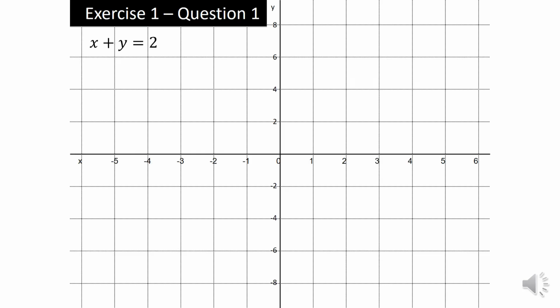Okay, so this first one, we've got x plus y equals 2. So what we're going to do is pick 2 points on the line and join them up. Or if you're feeling confident with doing it the other way and using the gradient and intercept, you would have to rearrange, but either way works. So it should look like this. So it passes through the y-axis at 2 and the x-axis at 2 as well.